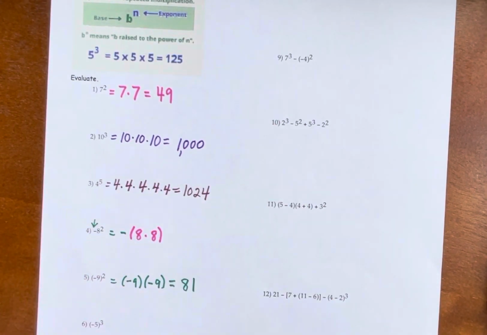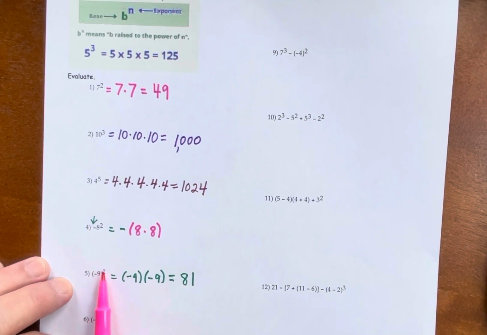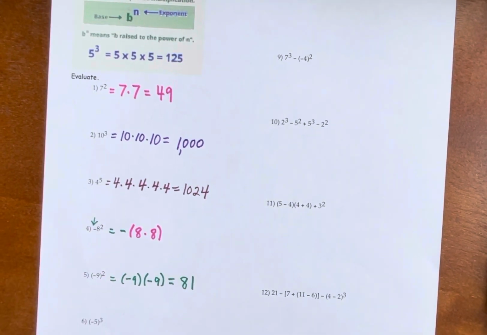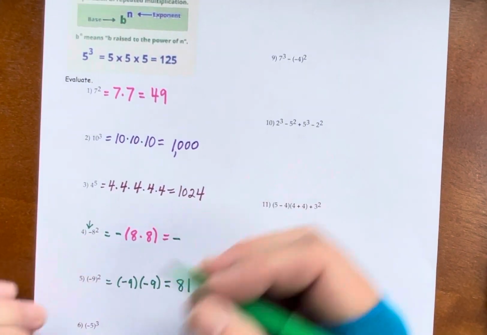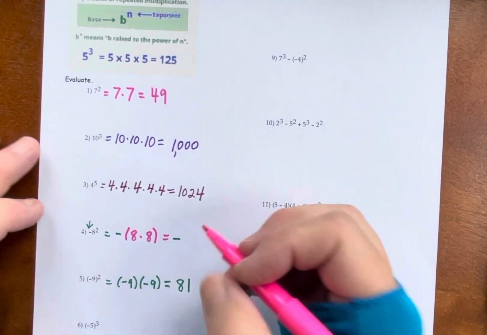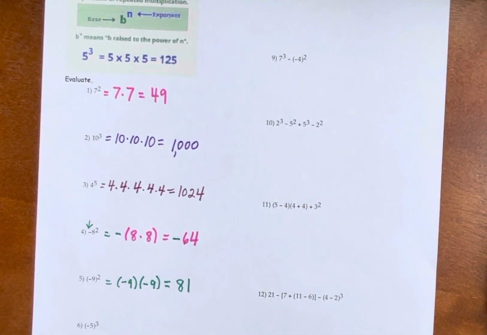So the negative is sticking out front. It's not being squared. In order to be squared, it has to be included into the part that's raised to the power. So here we have, again, the negative out front. 8 times 8 is 64. All right, so let's do these on our calculator and verify this.